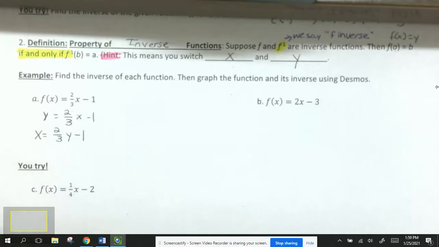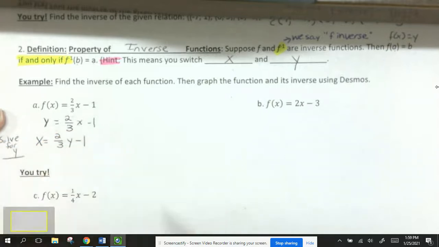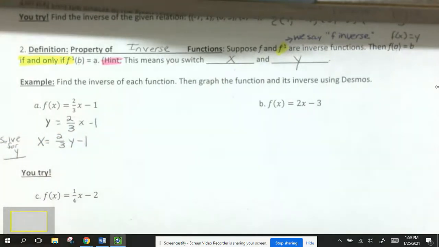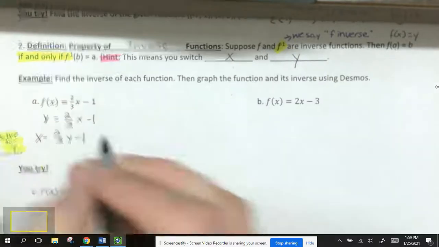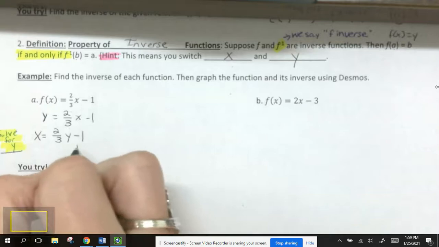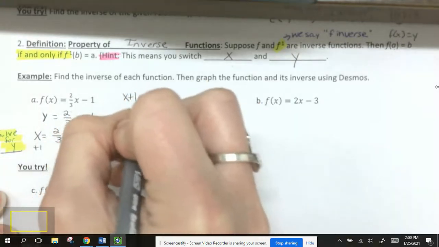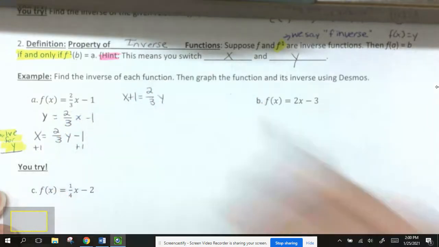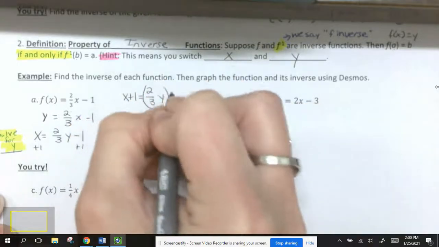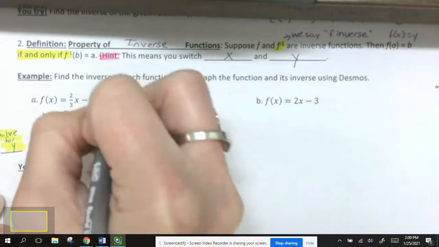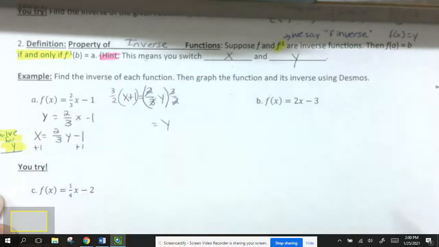Then once you do that, you need to solve for y. So once you switch them, then you need to solve for y. This is your key step right here, okay? So in order to solve this equation for y, the first thing I would do is add 1 to both sides. Okay, so that's going to give me x plus 1 equals 2/3 y. Now I need to isolate y by itself, so in order to do that, I need to multiply both sides by 3/2. Okay, that cancels and that cancels, so that I'm just left with y on that side.